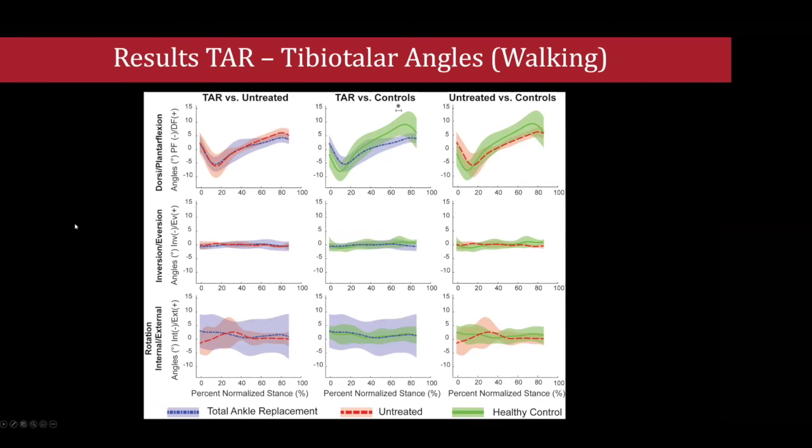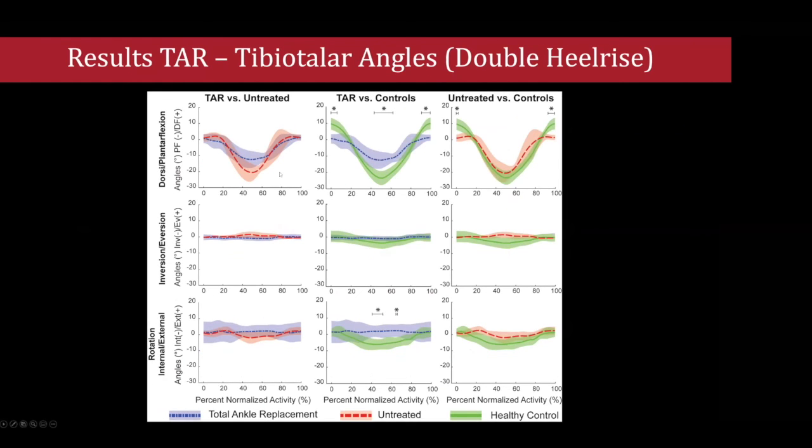When we look at these results, we can see that TR versus untreated is actually very similar for the plantar flexion, inversion, eversion, and internal external rotation. It's similar to controls with only slight differences here during late stance. And then the untreated side is also fairly similar to controls. For the double heel rise, we start to see a little bit more significant differences between controls and TR patients, but this is a pretty hard activity, to go up to your tippy toes. So we were still pretty impressed with the fact that TR was able to do so well.